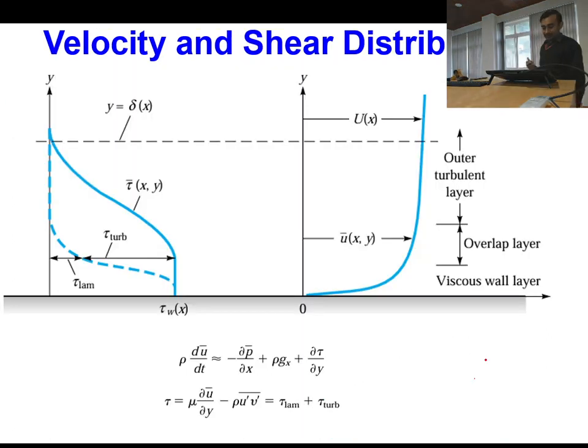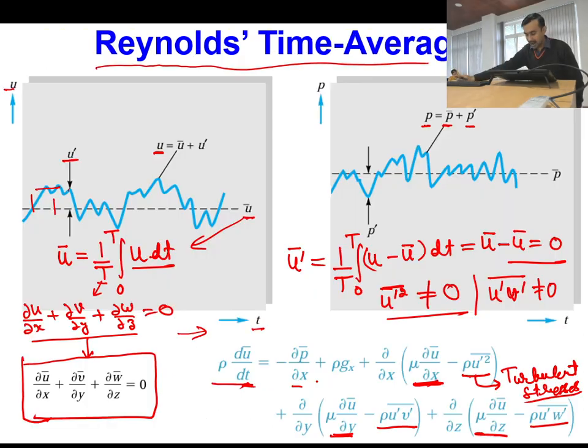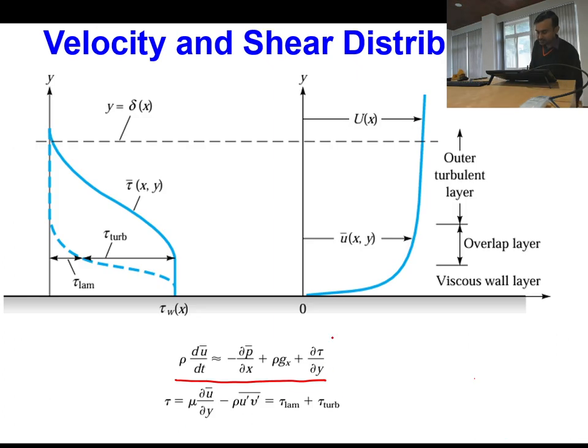Now, this is the previous equation only. I have written rho du bar by dt is nearly equal to minus del p bar by del x plus rho gx plus del tau by del y. I am writing these equations only for one-dimensional flow. If I consider one-dimensional flow, then the variations of mean velocity along the x direction and along the z direction will be negligible. So in that case I will have only the variation along the y direction. If I consider only this y direction variation, then I can write my stress equation like this, where this stress tau will be equal to mu times del u bar by del y, which is identical to the laminar component. That's why I have written it as tau laminar.